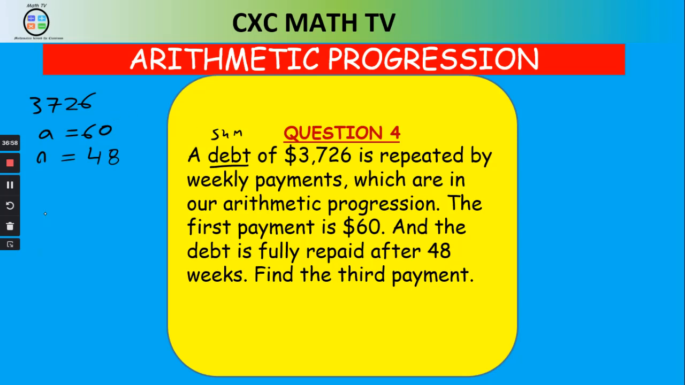That amount, the 3,726, is equal to, remember this is sum. What's the sum formula? N over 2 in bracket 2a plus n minus 1 times d. So in that case, 3726 is equal to 48 over 2, which is 24, in bracket 2a, 2 times 60 is 120, plus n minus 1, 48 minus 1 is 47, times the common difference. Now, we don't know that common difference, so just put d.